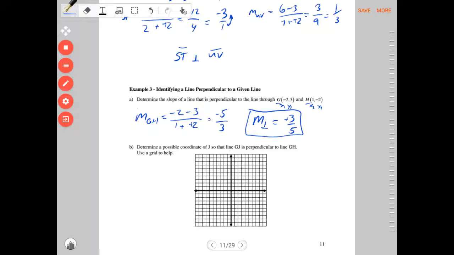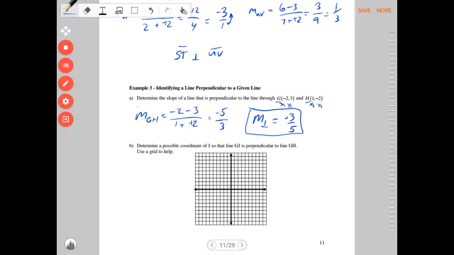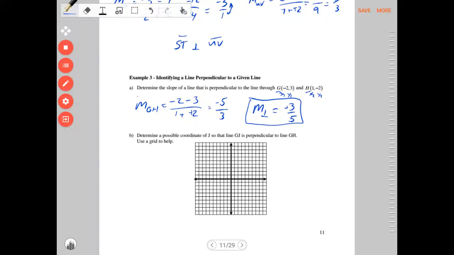Again, let's recap. We find the slope of that line and take the negative reciprocal of it. Now, determine a possible coordinate of J so that the line GJ is perpendicular to the line GH.